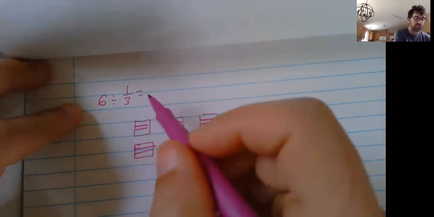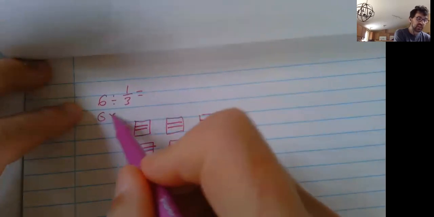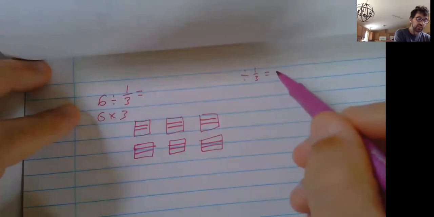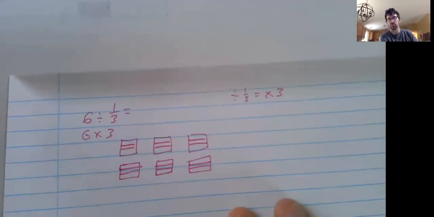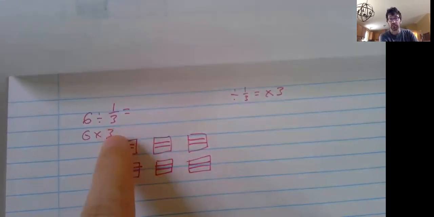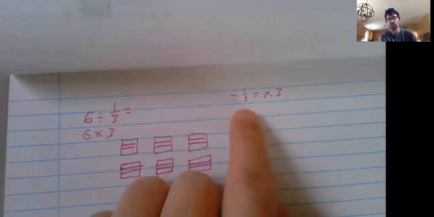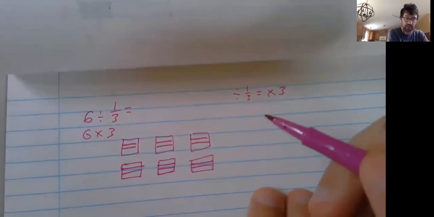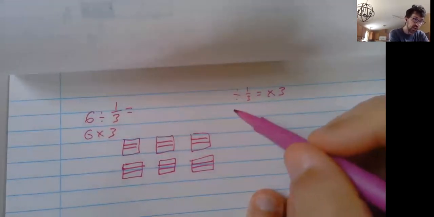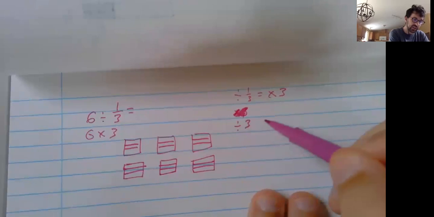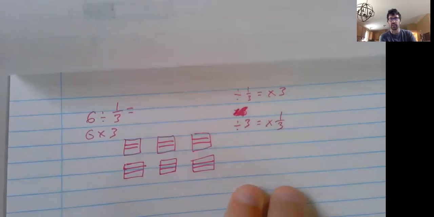So when we're looking at the problem this way, we can think about this as 6 times 3. Dividing by 1/3 is equal to multiplying by 3 in these situations, so we can think about multiplication through this lens. Because it is a unit fraction, dividing by 1/3 is the same as multiplying by 3. And the inverse is true as well: dividing by 3 is going to be the same as multiplying by 1/3.